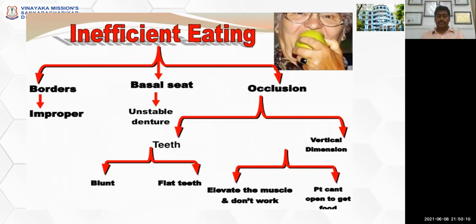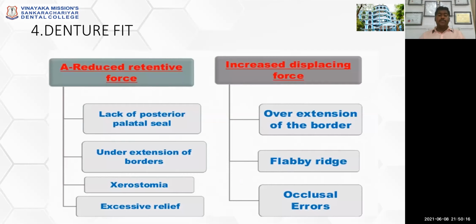Then, the fourth important reason why the patient comes to you is that the patient is not happy with the fitting of the denture. This can be due to either of two reasons. Either there is a reduced retentive force, or there is an increased displacing force from the oral structures. So what are the reduced retentive forces?